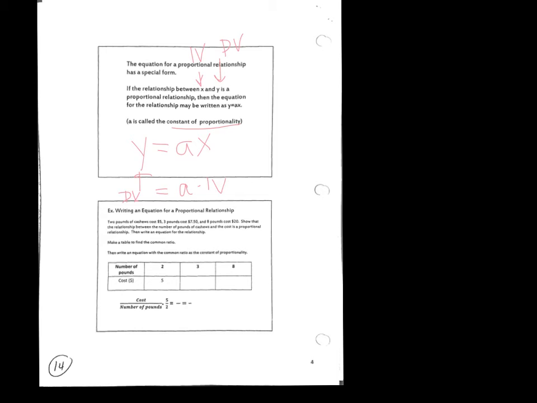So the last example tells me that 2 pounds of cashews cost $5, 3 pounds cost $7.50, and 8 pounds cost $20. This is a proportional relationship because each time you divide 5 divided by 2, 7.50 divided by 3, and 20 divided by 8, each time you divide, you get the same ratio, a constant of proportionality, which is 2.50. So it's $2.50 per pound of cashews. Since you divide and get the same thing each time, it is going to be proportional.